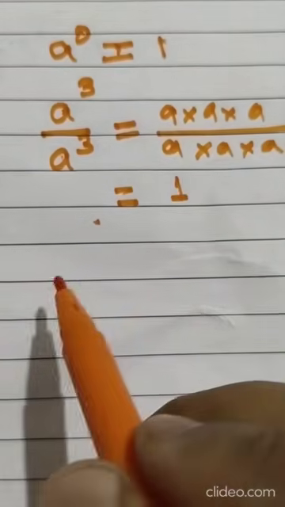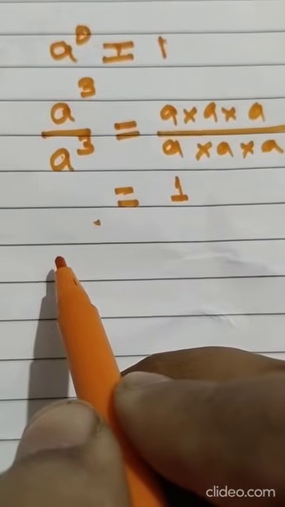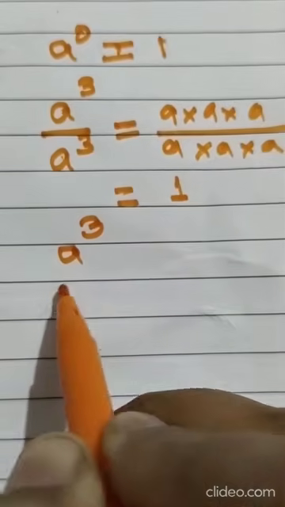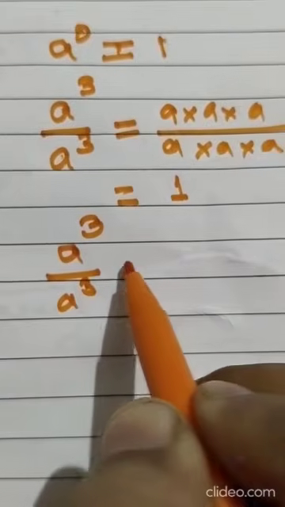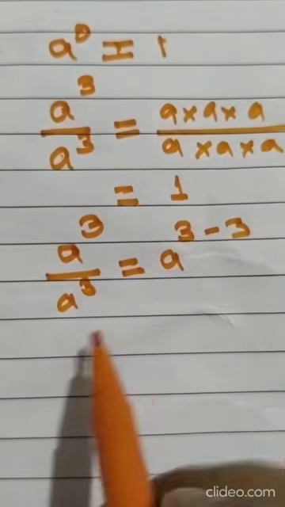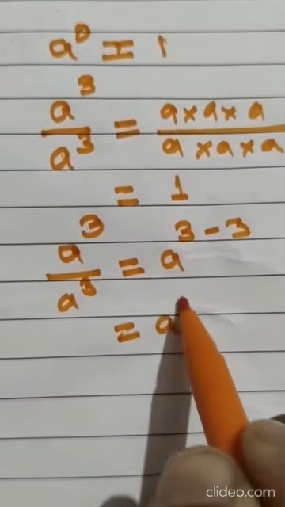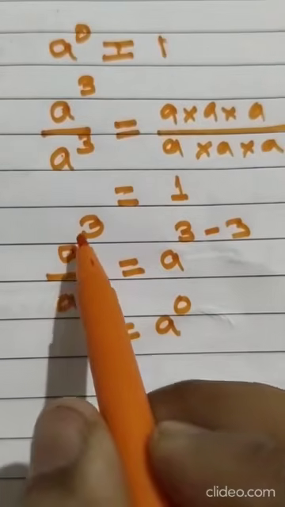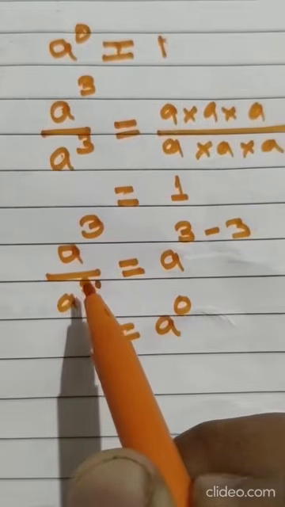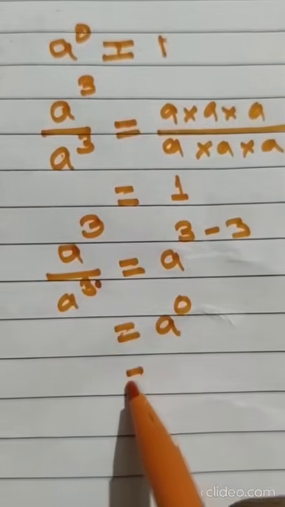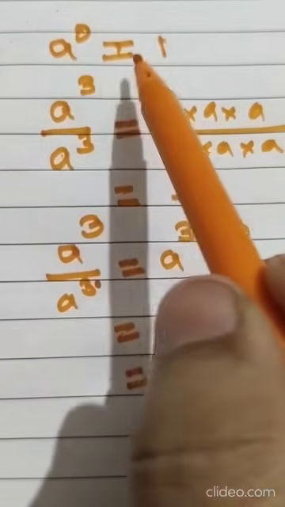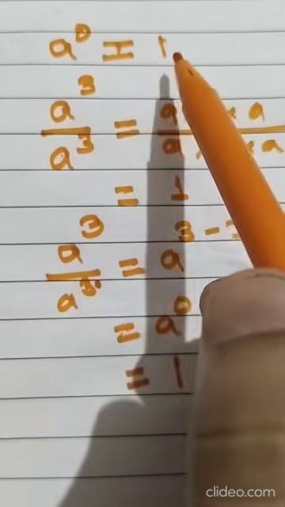Now here, if we apply the division law of powers, we have a raised to 3 upon a raised to 3, which can also be written as a raised to 3 minus 3. This gives us a raised to 0. But a raised to 3 and a raised to 3 are identical terms in the fraction. So when we reduce them to lowest form, we get the answer 1. And therefore, when a base is raised to power 0, the answer is always 1.